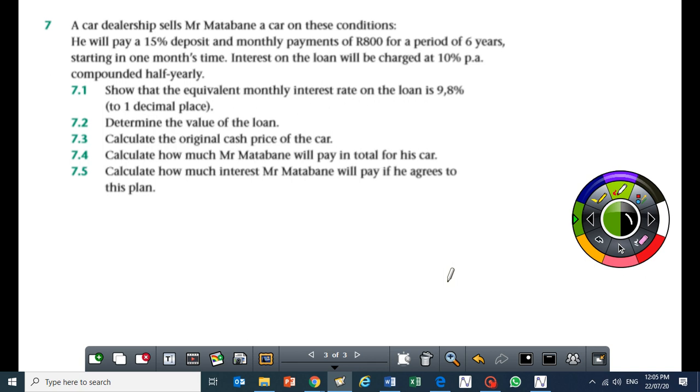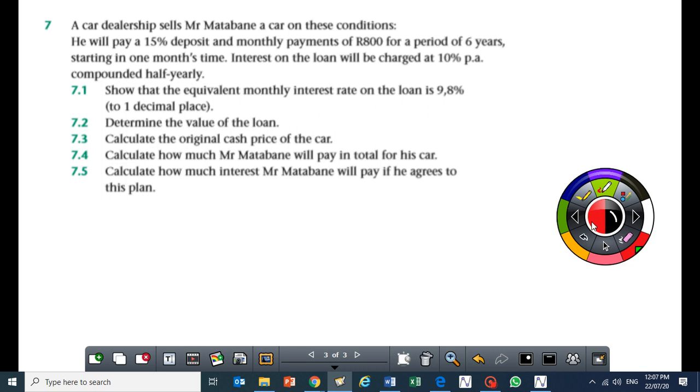So here, Mr. Matabane wanted to buy a car from a car dealership, but he didn't have the full cash price. So this is what happened. This type of question is a real life problem, so it's also wise for you to be familiar with what goes on when it comes to buying cars.